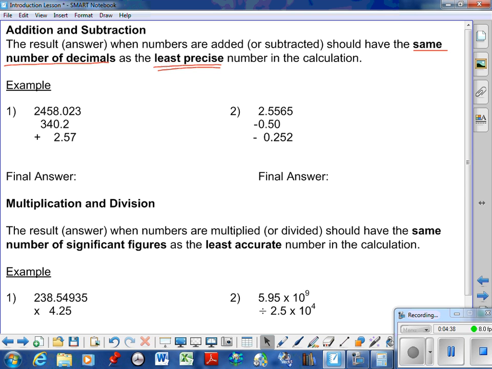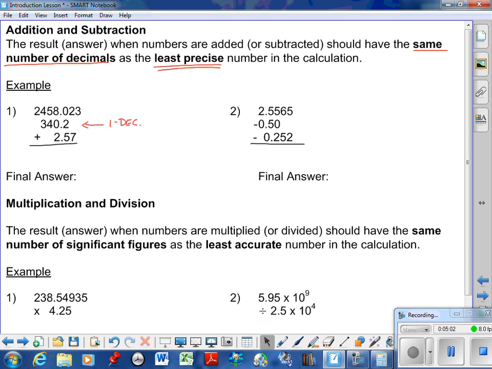So I have 2 examples here for us to go through. First of all, I want to identify the least precise. And that's the one that, if you think of it in terms of a scale, is the poorest measure. And in this case, this scale only goes to the 10th column. So that means we're only going to have 1 decimal in our answer or our solution.